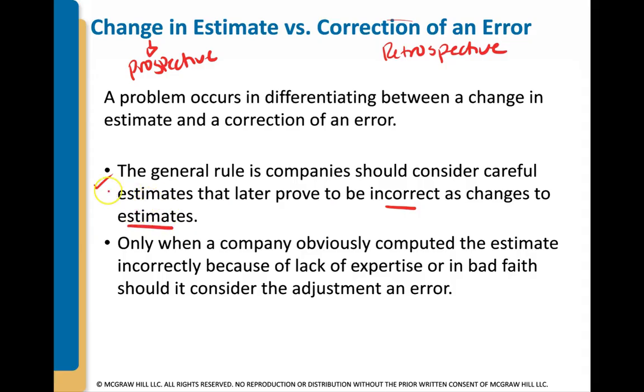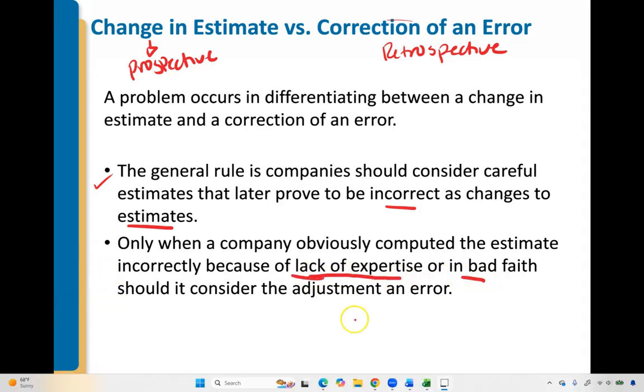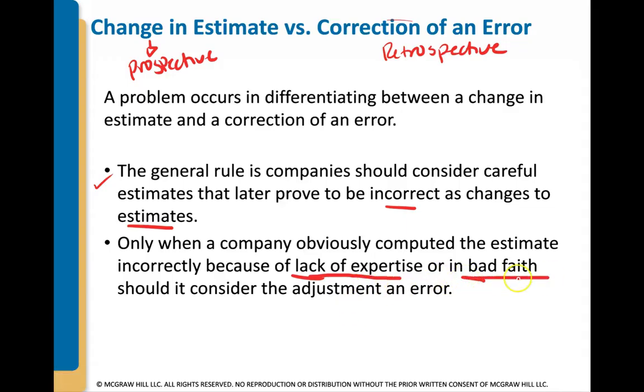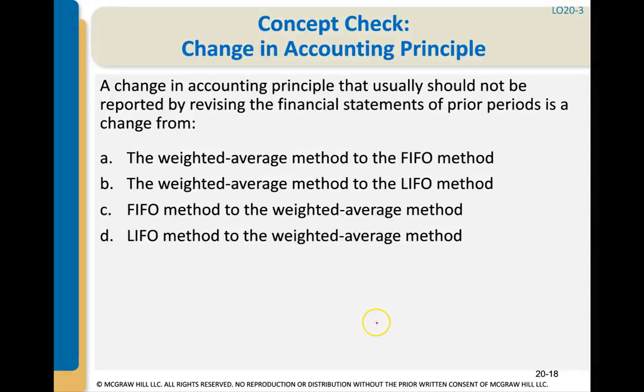It's only a correction of an error if the company computed the estimate incorrectly because of lack of experience or it was done in bad faith. So it's really just a correction of an error if a company did it on purpose or they just didn't have the right person because they lacked the expertise to make that judgment call in the first place.